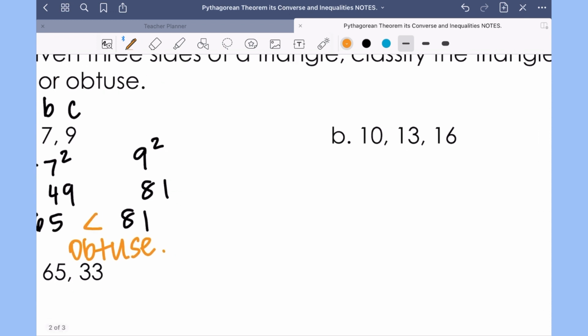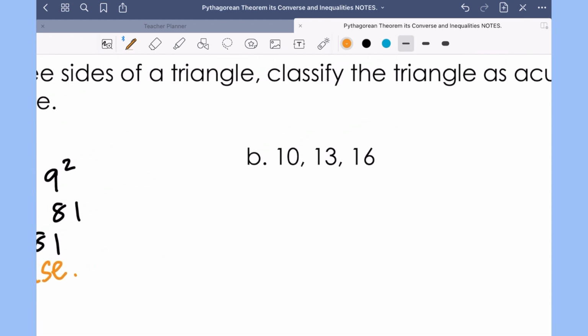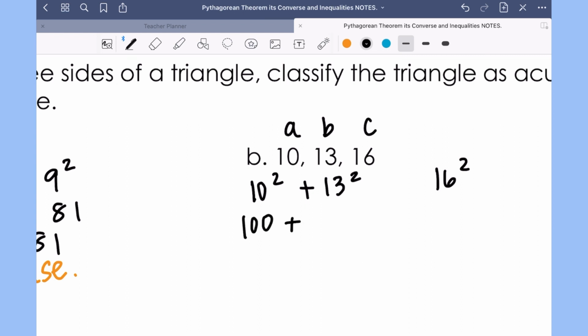Okay. Next one, 10, 13, and 16. 16 is the largest, so that is C. And A and B can be the other two legs. So let's test it out. 10 squared plus 13 squared is blank 16 squared. Which one will it be? 10 squared is 100. 13 squared is 169.